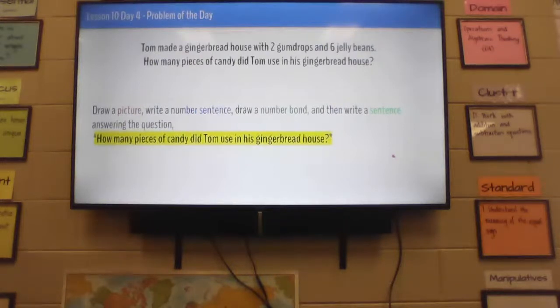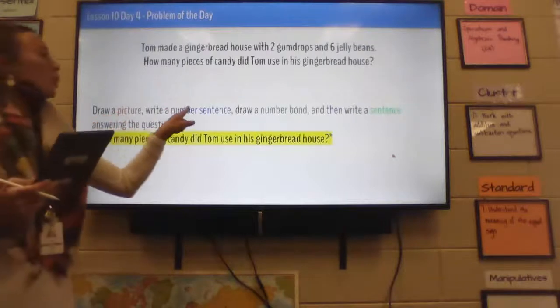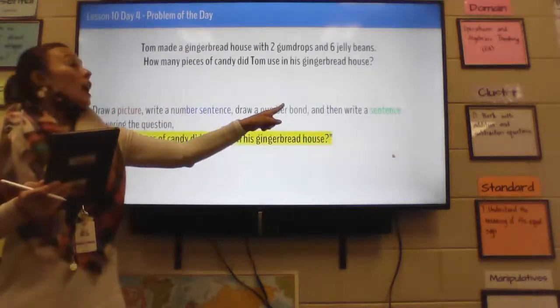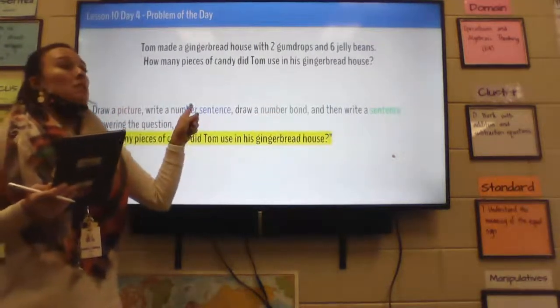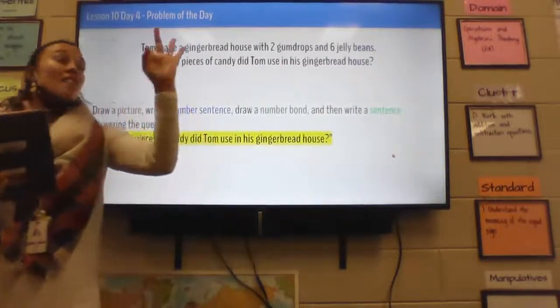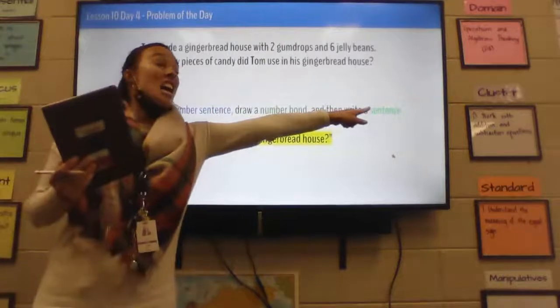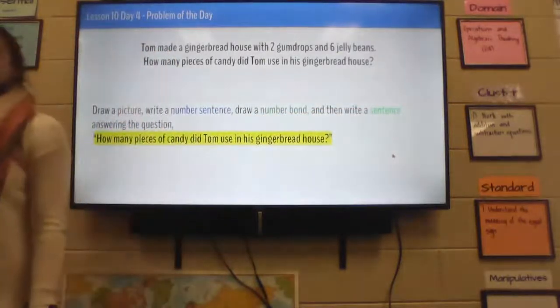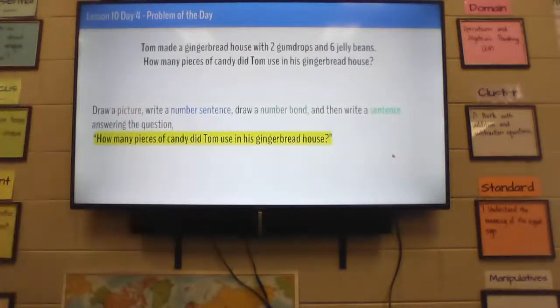I see some friends that have done a great job with their picture and number sentence or a number bond, but you're forgetting you have to have all of those. So you've got to have 3 things plus a sentence, okay? 3 things plus a sentence.